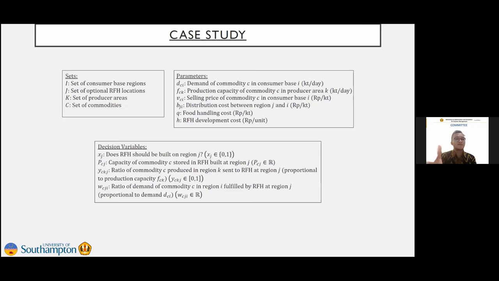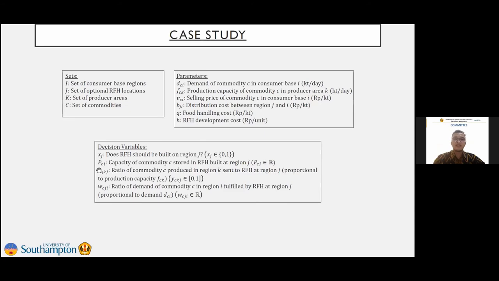WCIJ. This is the one that maps. Let's say in Bandung, we have a certain demand for rice, and a certain percentage is distributed to the Karawang region, and a particular sum is distributed to Depok. So it's the ratio of demand of commodity C in region I fulfilled by the RFH at region J. So this is something to do with the consumer base.